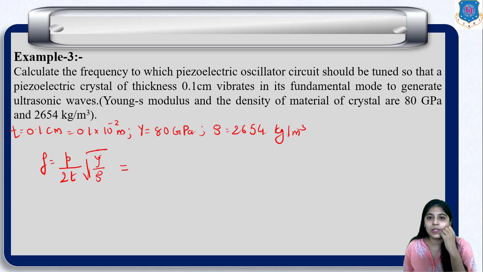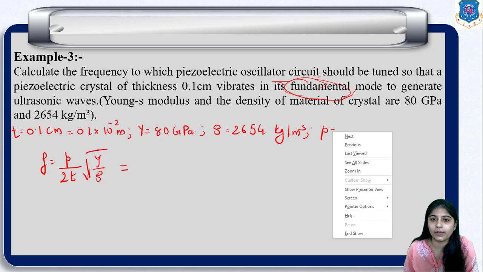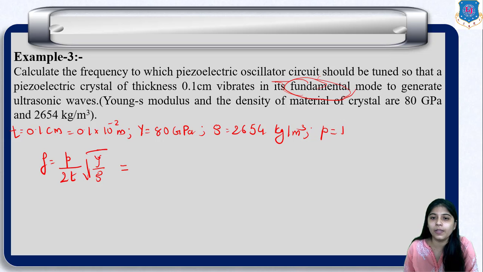So you can see in this slide that in the question itself it is given that it is vibrating in the fundamental mode. Okay, it is vibrating in the fundamental mode, right? So for fundamental mode, P will be 1. So let us substitute the value. P will be 1. Thickness is 0.1 into 10 raised to minus 2 meter.